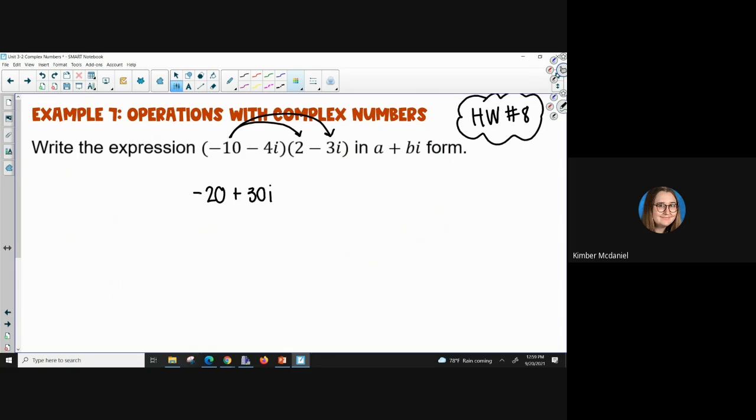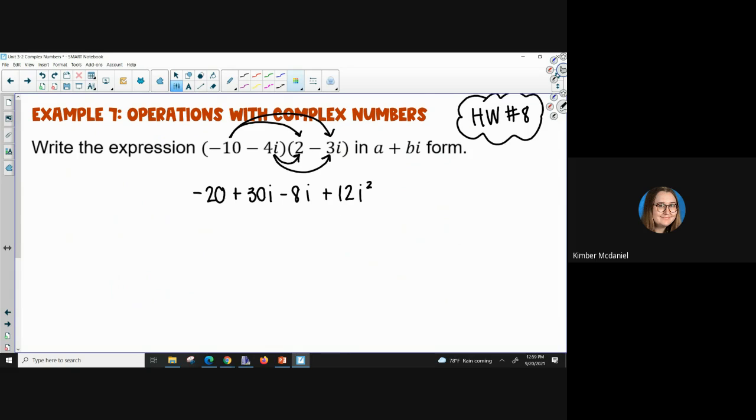Now let's do negative 4i times each of these. So negative 4i times 2 gives us what? Negative 8i, because negative 4 times 2 is negative 8. Bring down that i. Negative 4i times negative 3i is going to give us positive 12 what? Positive 12i squared, because negative 4 times negative 3 is 12. i times i is i squared.